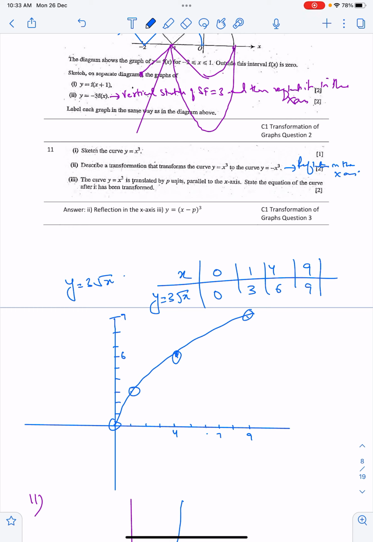It says the graph of y equals x cubed is translated by p units parallel to the x-axis. So the equation of the curve will be, in place of x, x minus p, so in the bracket you have to write x minus p. Okay. This will be the resulting equation.